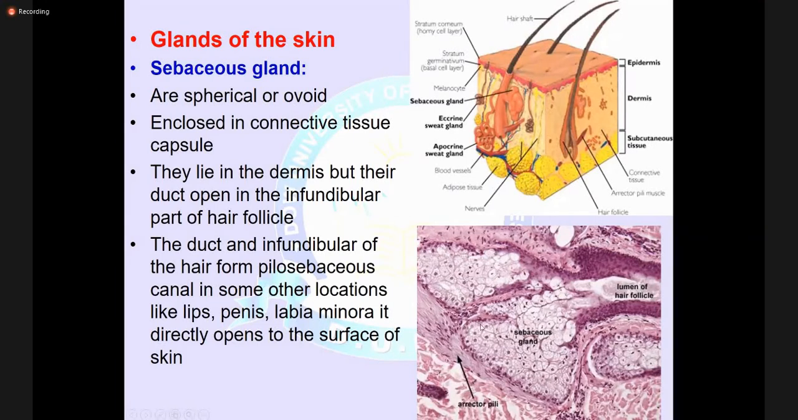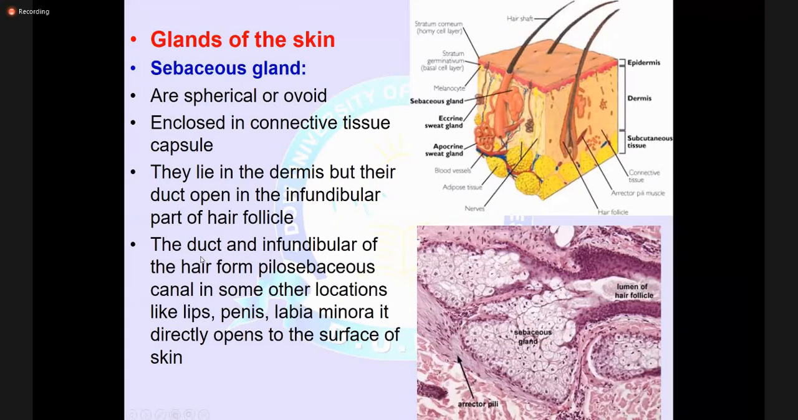The cluster of cells which are forming the sebaceous gland are spherical or ovoid in shape, enclosed in a connective tissue capsule, as we can see over here. They lie in the dermis, but their ducts open into the infundibular part of the hair follicle. What is the infundibular part? That is from the epidermis till the opening of the sebaceous gland.